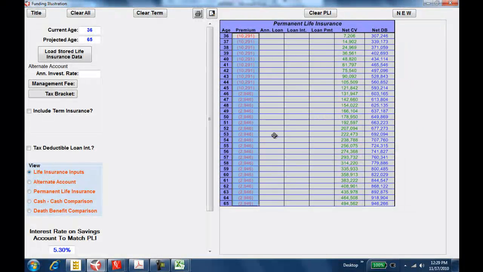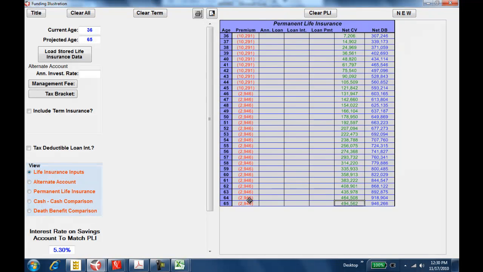Okay, so what this shows is if you were to put this amount of premium and have this amount of cash value, which would accumulate to $494,000 over a 30-year period of time, you would have a 5.3% internal rate of return. So that is what a savings account would have to do every single year, compounded, to have a $494,000 balance. So what we might want to do here is maybe look at that rate of return.